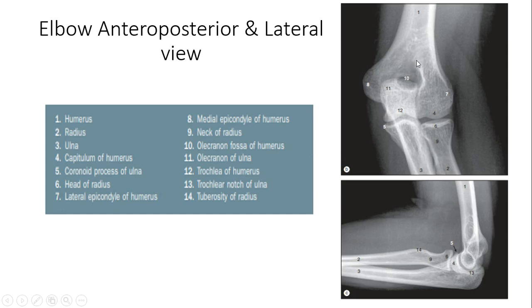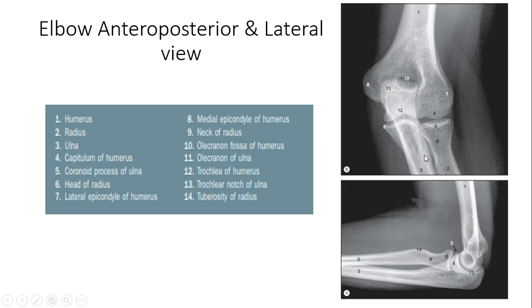In between the two condyles there is a fossa or a deep space which is called the olecranon fossa of the humerus. Here the olecranon process of the ulna rests in the olecranon fossa when the elbow is extended.